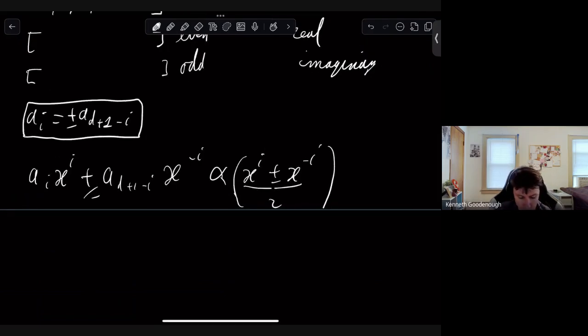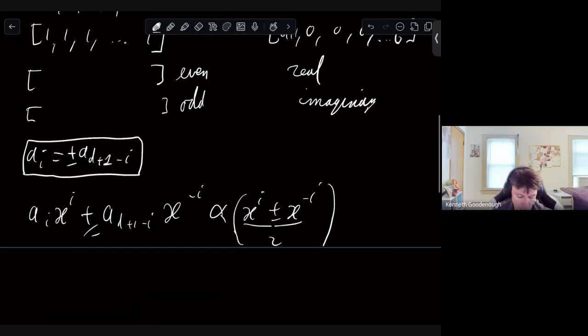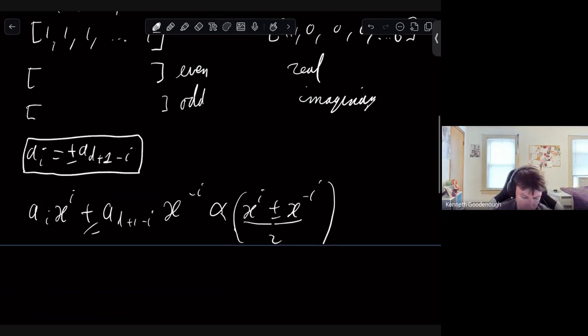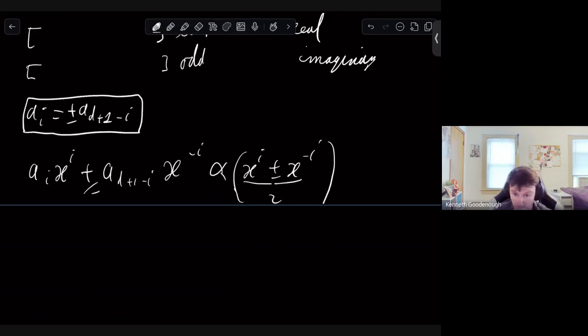So we know that for fixed d, the polynomials with even and odd coefficients form a vector space. Let's double check this. I'm just worried about the zero polynomial now. Okay, the zero polynomial is fine. It's in both. So this sort of makes sense.